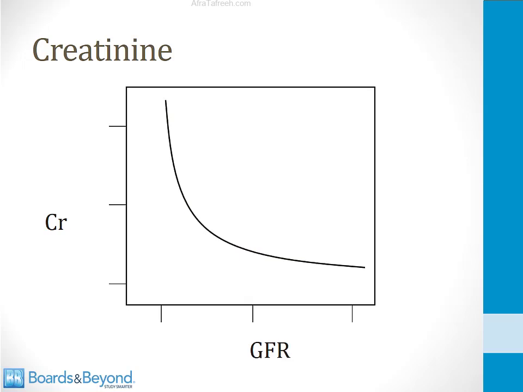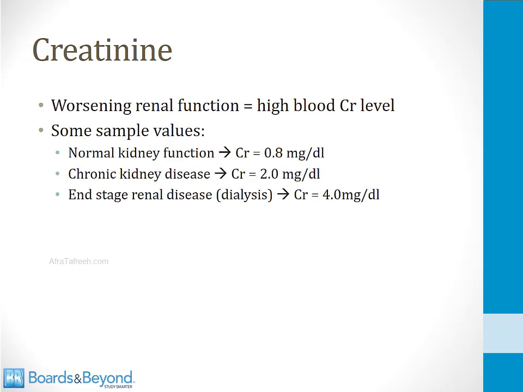You can find a graph like this in many physiology textbooks. As the GFR goes up, in other words, as the kidneys are filtering more fluid, the creatinine in the plasma goes down. The opposite is also true, that when the kidneys become sick and the GFR begins to fall, you will see a rise in the serum creatinine. So a general principle of renal medicine and clinical medicine is that in worsening renal function and a fall in GFR, you see a higher blood level of creatinine.